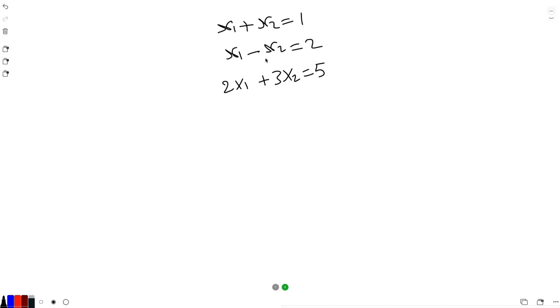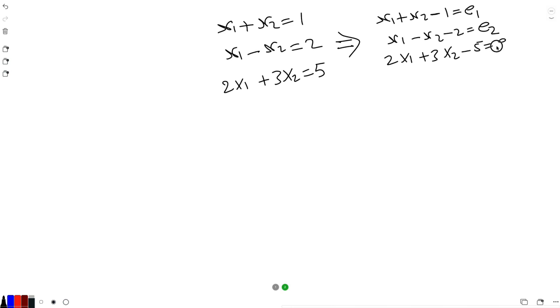What we should do, in this case we can make a slight change. We say that x1 plus x2 minus 1 should be 0, but since we cannot achieve all of them, I will put here error 1, and x1 minus x2 minus 2 equal to error 2, and 2x1 plus 3x2 minus 5 equal to error 3. Okay, the problem now has been changed. Instead of finding the exact solution, now I am interested in finding the optimum x1 and optimum x2, which makes this error very small.